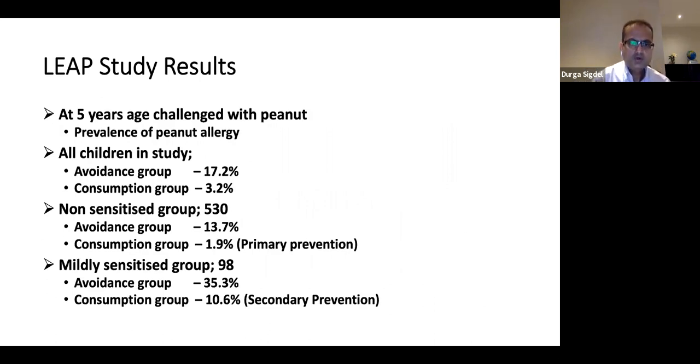Those children who were avoiding peanut, the incidence of peanut allergy is much higher compared to the children who were having peanut. So if you can see here, in the consumption group, the incidence of peanut allergy at 5 years of age is 3%. But in the avoidance group it is 17.2%. That is more than 5 times higher incidence of peanut allergy in the avoidance group.